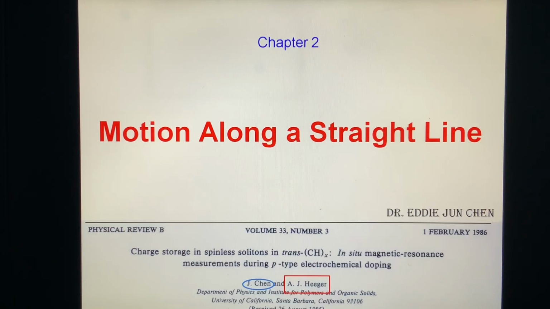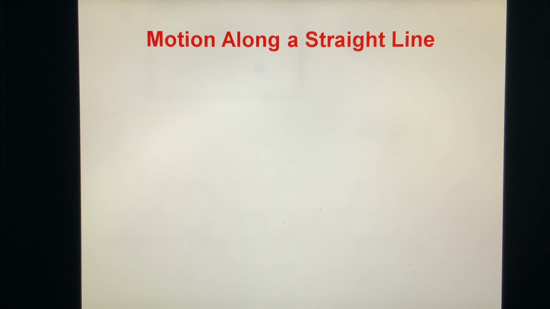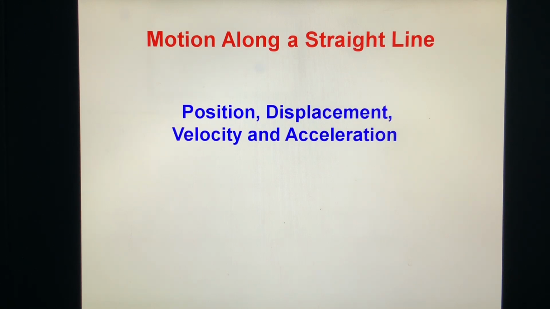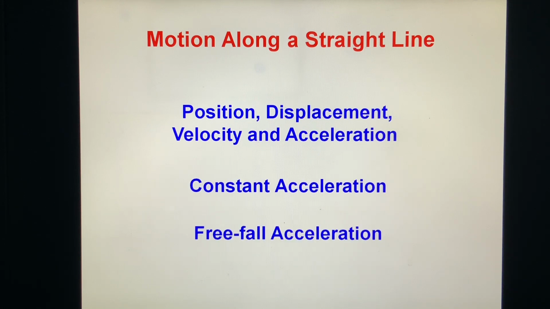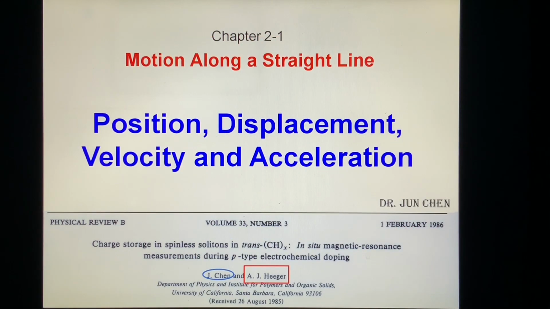Chapter 2. Motion along a straight line. It covers position, displacement, velocity, and acceleration. Constant acceleration, free fall acceleration. You can find them in a timeline. Position, displacement, velocity, and acceleration.